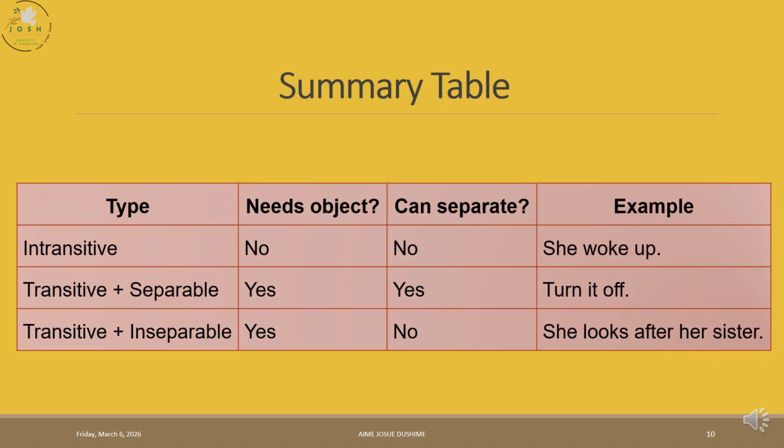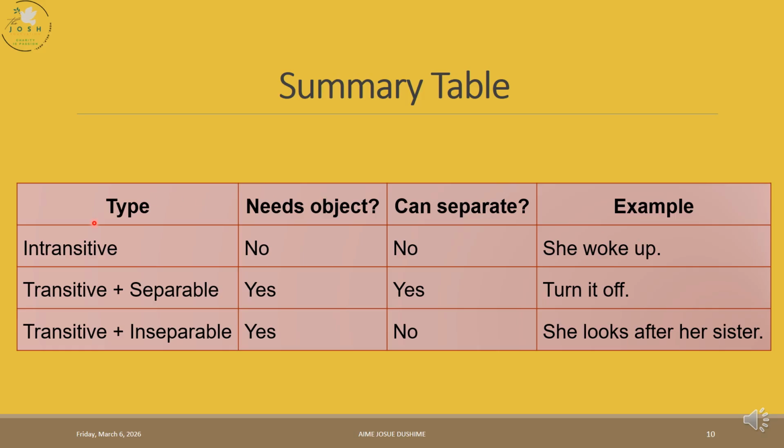Let's see a summary table. When you say intransitive, they don't need an object and they cannot be separated. Intransitive, the action is complete by itself. They don't need an object and you can't separate it because there is no need of an object. There is no need of separating it. She woke up, that's clear. Woke up can never be separated. Get up, get out. That can't be separated and there is no need of putting an object.